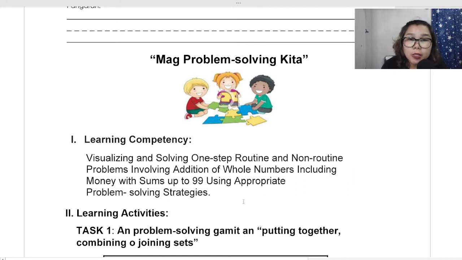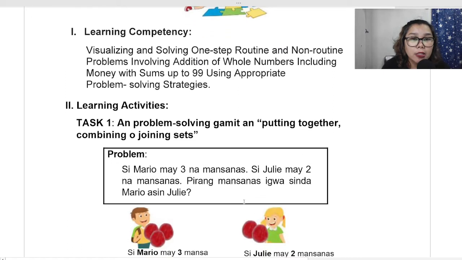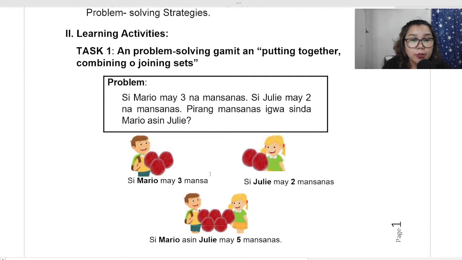So there are certain steps to follow so that you don't miss anything, and for you to understand how we are going to use addition for solving these word problems. Let's begin with the learning activities. Task 1. Problem solving using putting together, combining, or joining sets. We are familiar with addition sentences. So this is about finding the sum, or finding the answers in addition. We will use this to answer a word problem such as this.